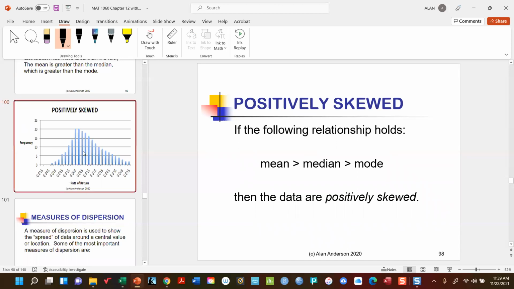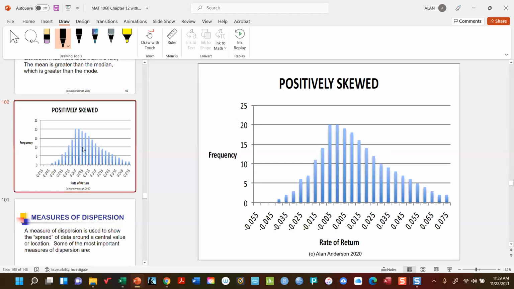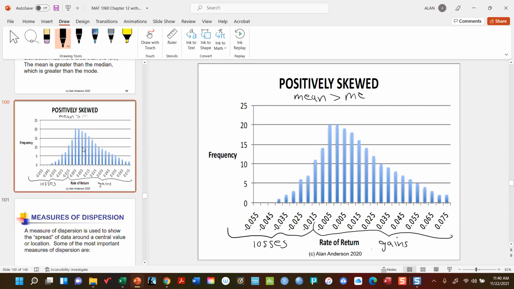So this is the happy case because you can see the gains far outnumber the losses. And so remember, this is the case where the mean exceeds the median, which in turn exceeds the mode.